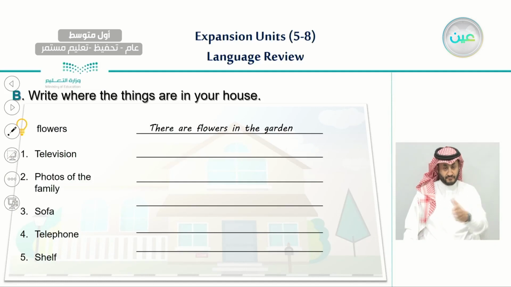Now, let's move on to the second exercise, which will be an interesting one. Just write where the things are in your house. So, for example, if we are going to talk about flowers, tell us where the flowers are.